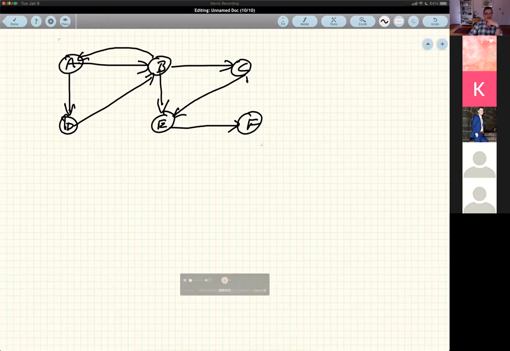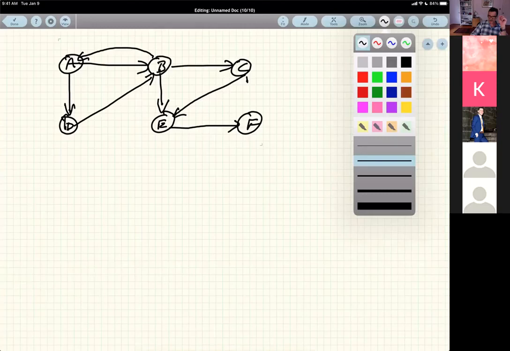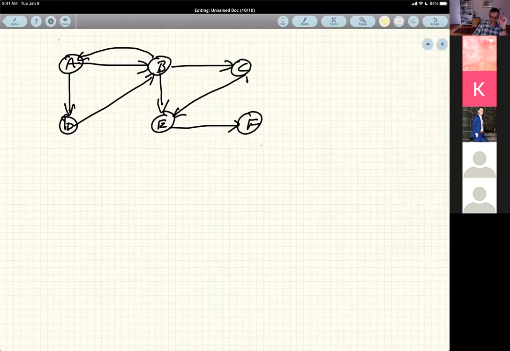So with directed graphs, you want to know if there are cycles. This particular graph does have a cycle in it. I can go from A to D, D to B, and B to A. That is a cycle.